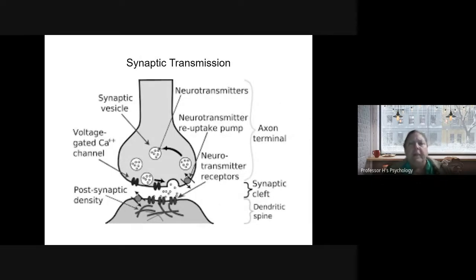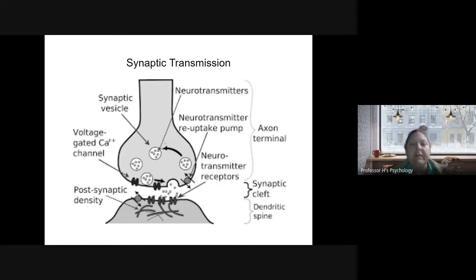All right, synaptic transmission. Remember, we talked about the dendrites getting stimulated to a certain level, and if they get stimulated enough, the neuron sends a message down the axon to the axon terminal, or the terminal button. This is a close-up view of that terminal button. What we see going on here is that there are little packets of a chemical called a neurotransmitter.